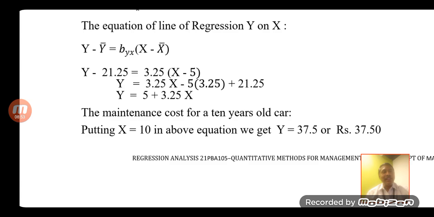So come to the question here. The maintenance cost for a 10 years old car, that means x is equal to 10. In this equation you substitute x equal to 10. So y is equal to 5 plus 3.25 into 10, that is 32.5 plus 5, so it is 37.5. Therefore the y value is 37.5, and the maintenance cost for a 10 years old car is rupees 37.5.